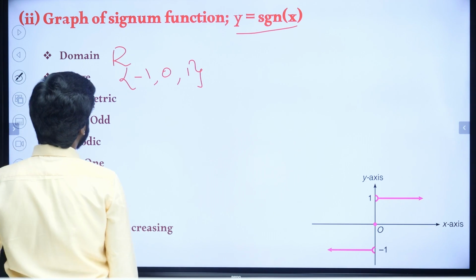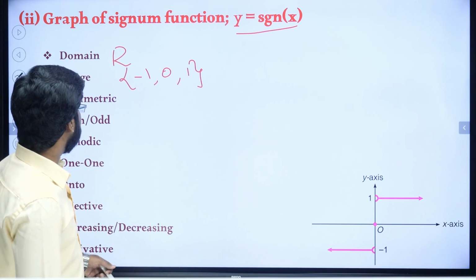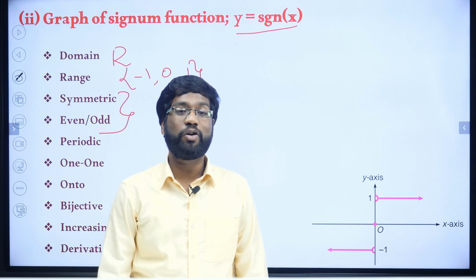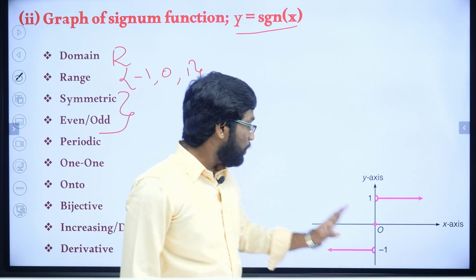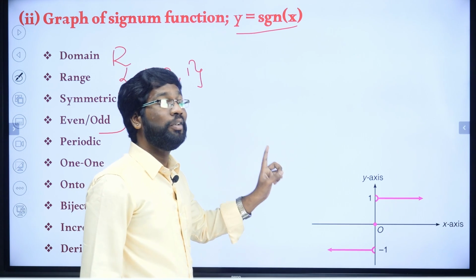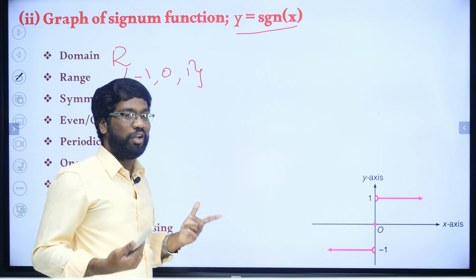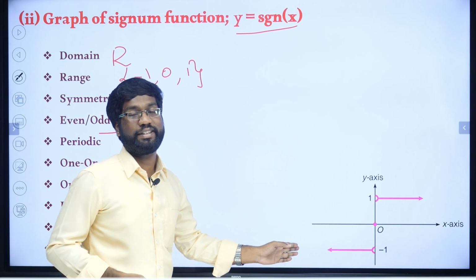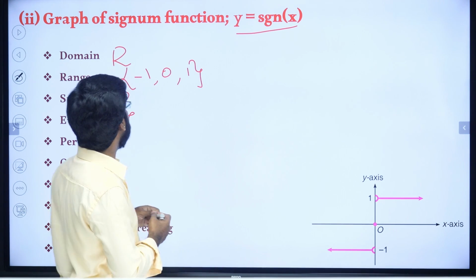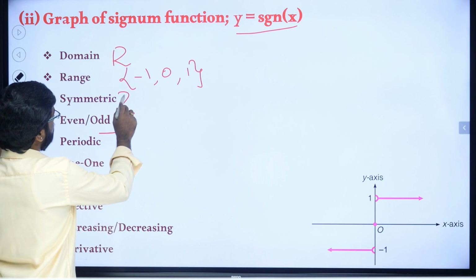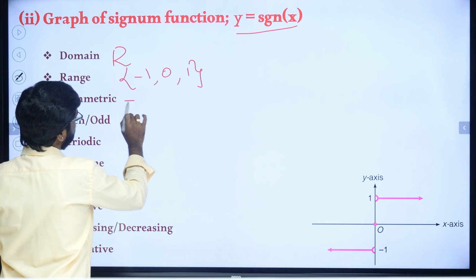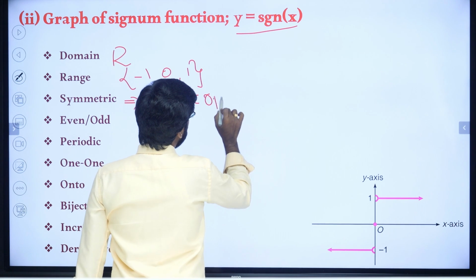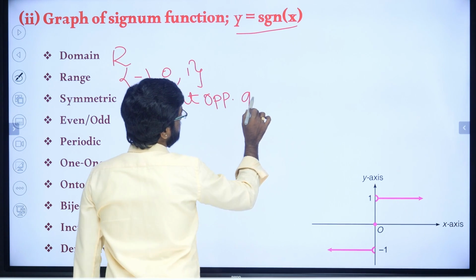Then symmetric about. These two are very important in the signum function. Sometimes they ask to confuse you. Signum function is symmetric about what? They'll ask, my dear students, and the answer is symmetric about opposite quadrants. Don't confuse yourself, my dear students.